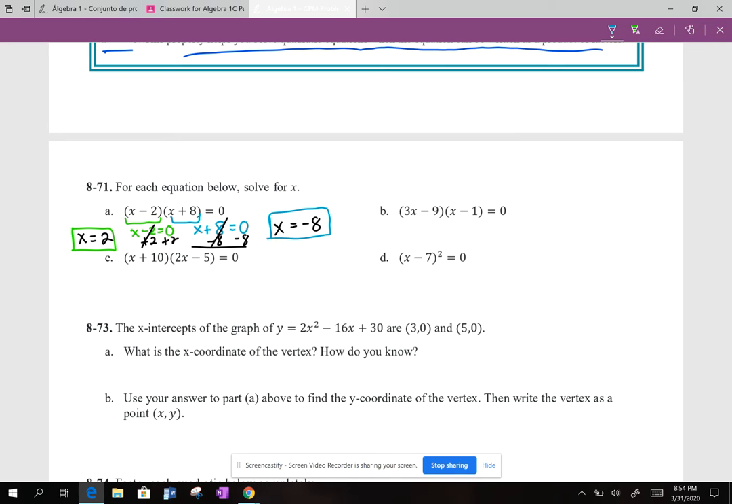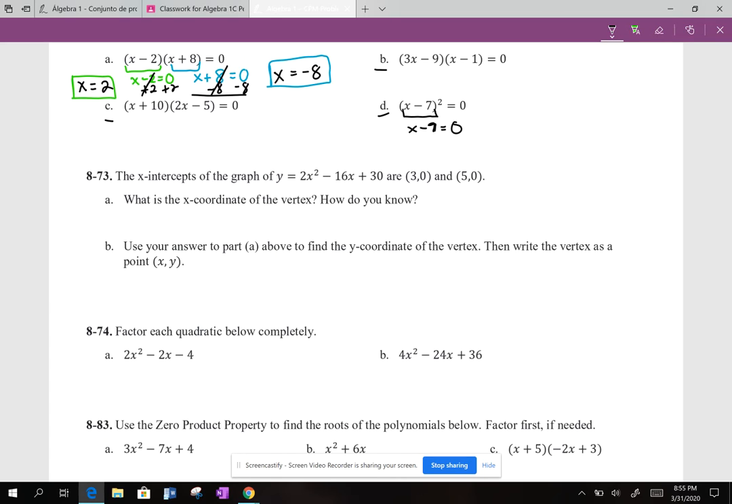You're just going to do the same for parts B, C, and D. Just solve for x. In the case of part D, you're just going to set x minus 7 equal to 0 one time. The fact that it's x minus 7 squared means it's x minus 7 times x minus 7. You don't have to set x minus 7 equal to 0 twice because you're going to get the same value. You can just do it once.